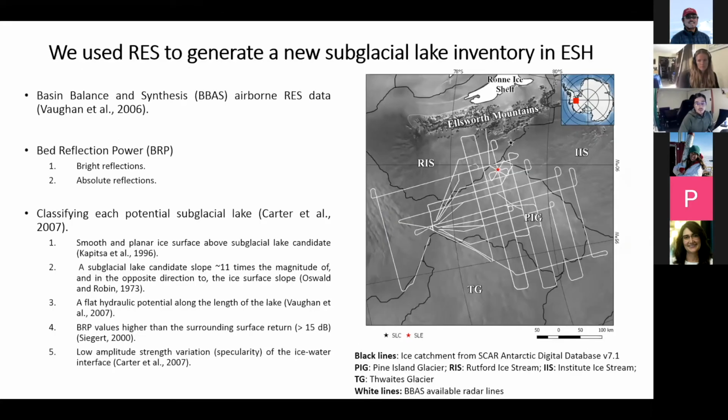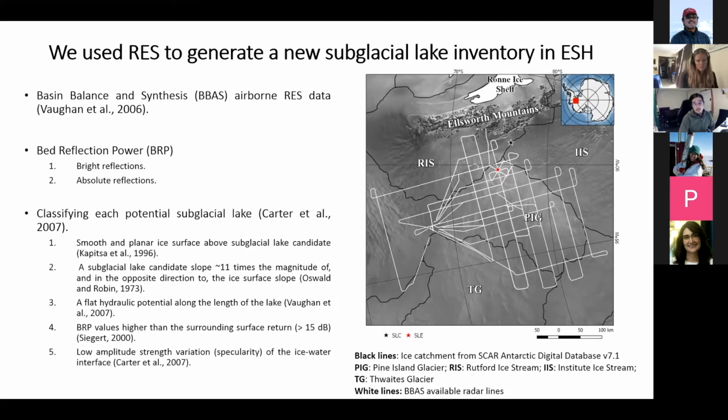So we use available airborne radar data from BBAS, represented in this figure by the white lines, to explore the ice bed interface by analyzing the bed reflection power. We first identified bright reflectors as potential candidates and analyzed the power of the reflector energy from the ice bed interface of this candidate. And then we correct the ice attenuation of the radar power to obtain the absolute reflection.